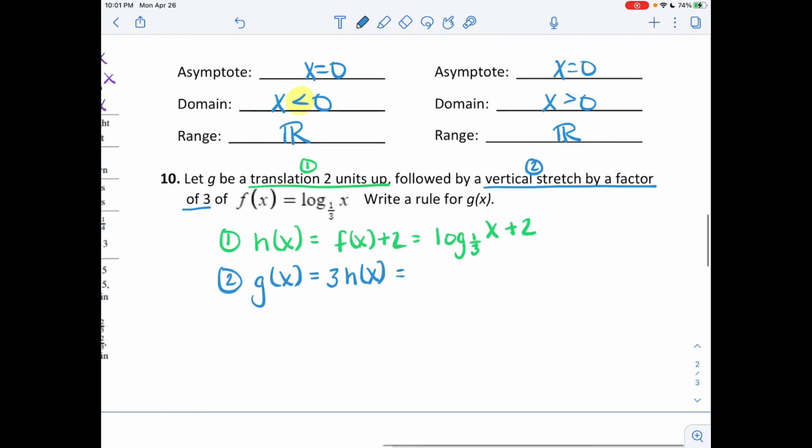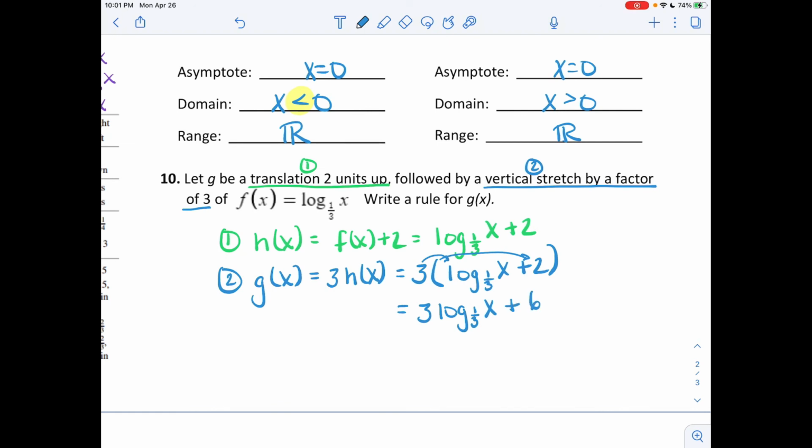Pay close attention here. We are affecting the entire function with this because it's vertical. So this 3 has to be multiplied by my entire function. Log base 1/3 of x and plus 2. So as a final step, I need to distribute the 3 to each piece. So this is going to give me 3 log base 1/3 of x plus 6.